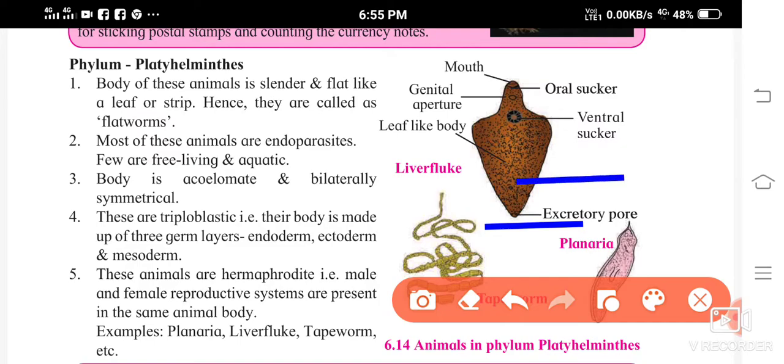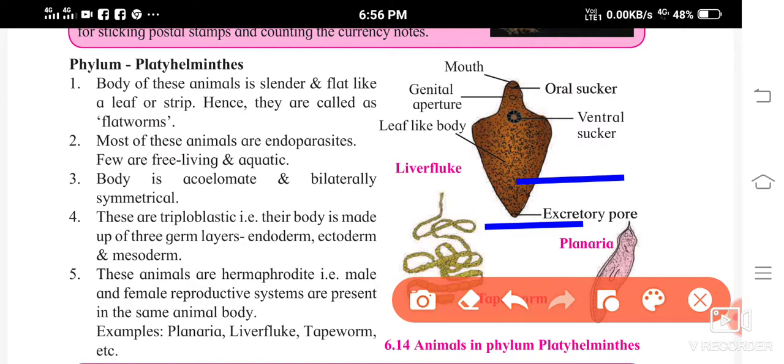Then see, most of these animals are endoparasites. Endoparasites means they are living inside the body of the host. Few are free living and aquatic.